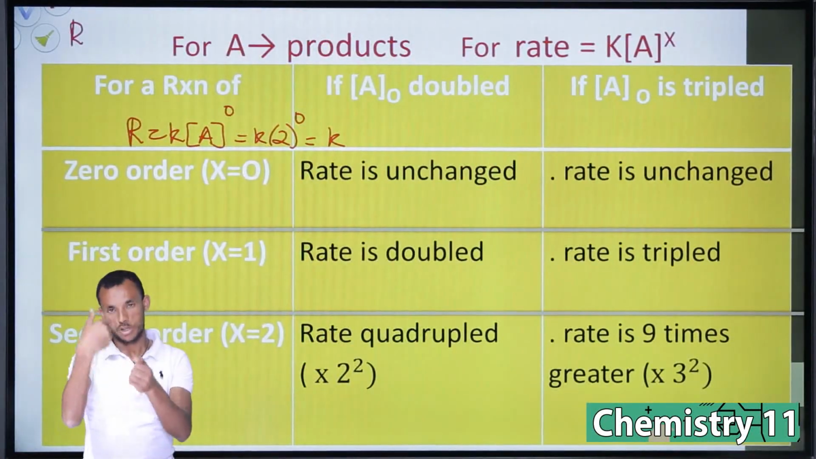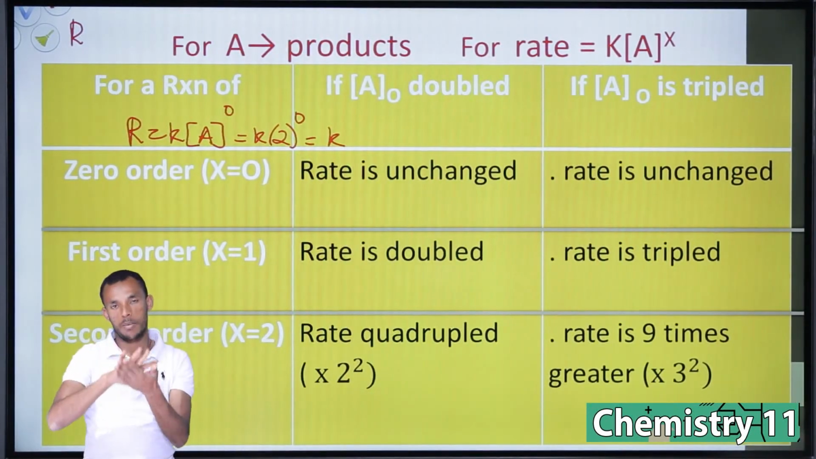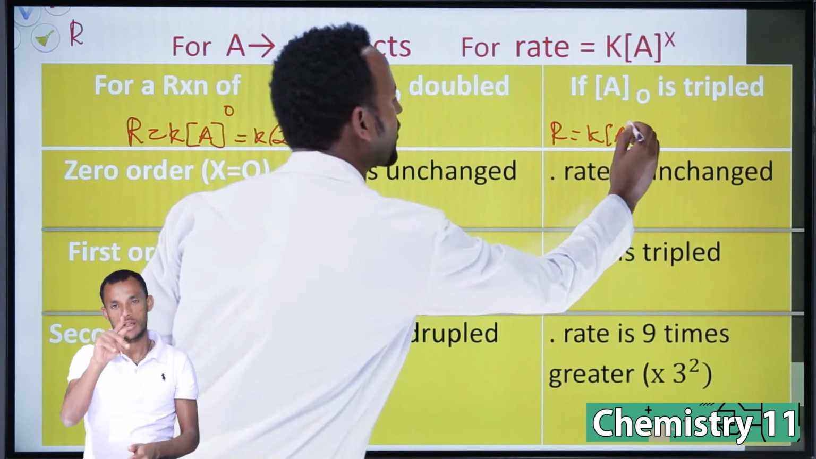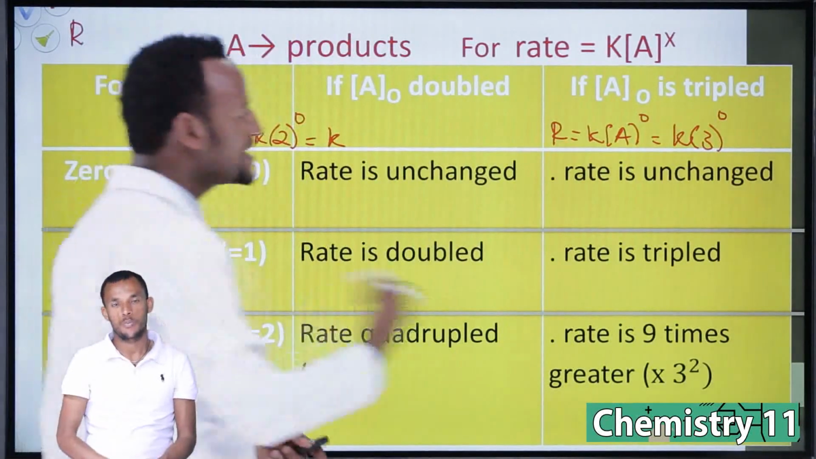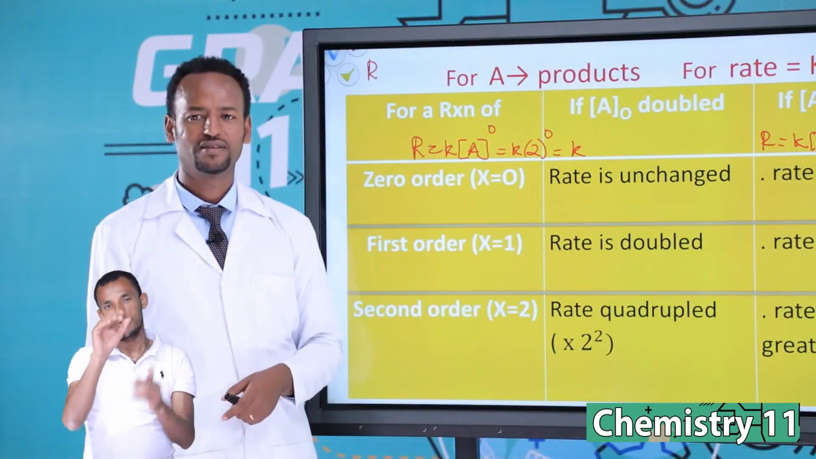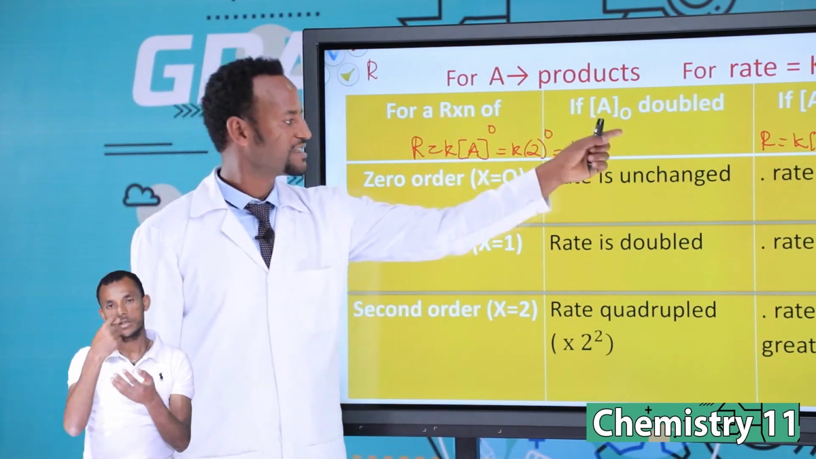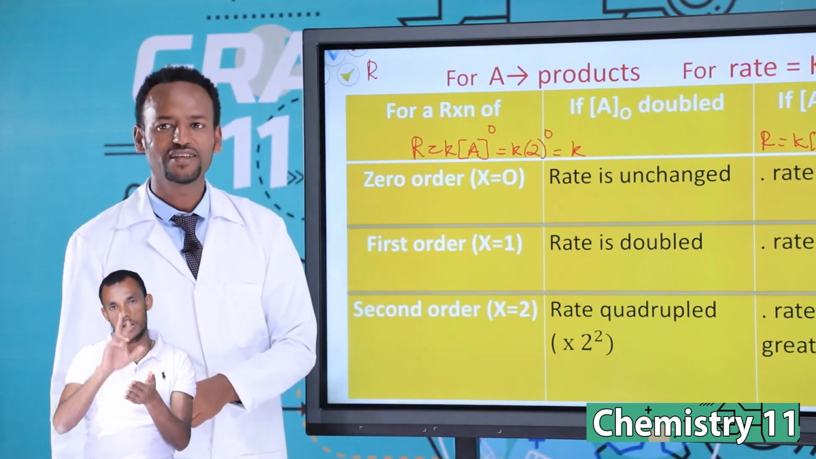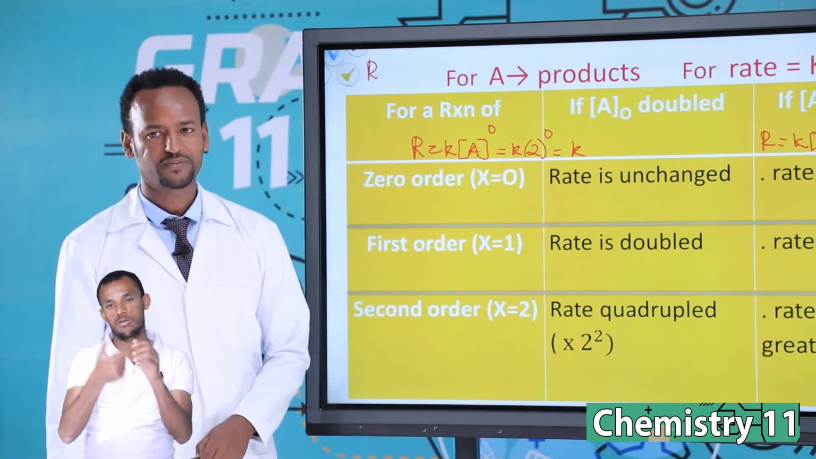Because zero order. What about if the initial concentration is tripled? Rate is equal to K times 3 to the power of 0. 3 to the power of 0 is again 1. Therefore, rate again is K. Simply, for zero order reaction, the initial concentration is doubled, rate is unchanged. The initial concentration is tripled, rate is unchanged. For zero order reaction, rate does not change.